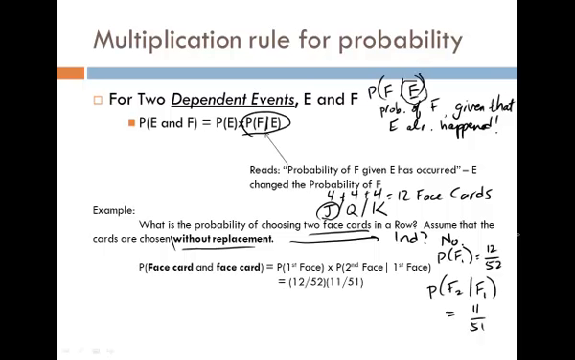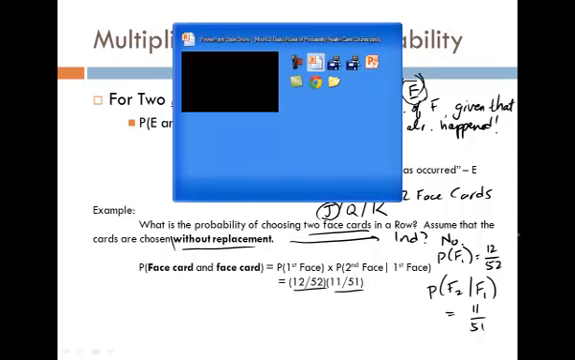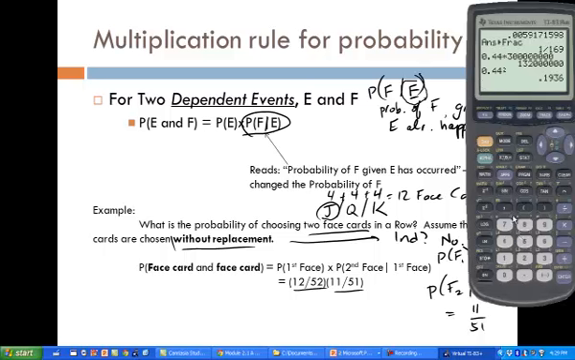So again, 12 out of 52 times 11 out of 51 will be, parentheses, 12 divided by 52, close parentheses. And you don't even have to hit the times symbol. It knows that when you have another open paren, you're going to multiply. 11 divided by 51. Now, when I click the enter button, it'll give me a decimal.